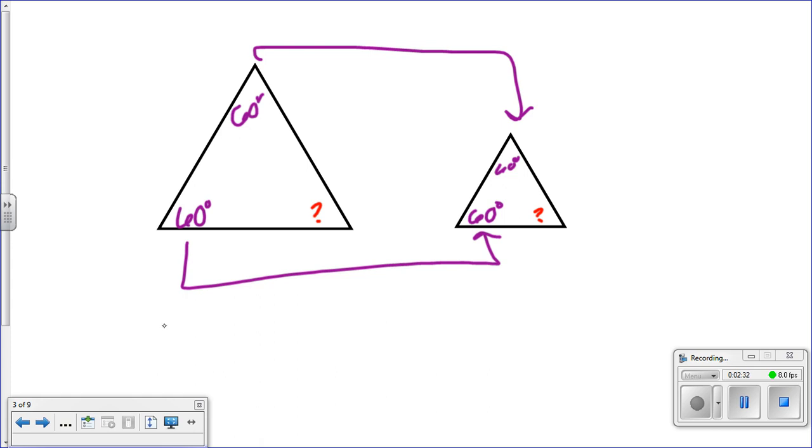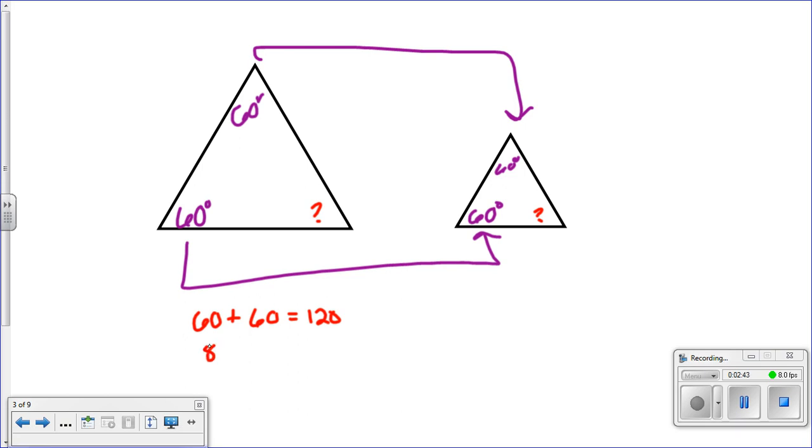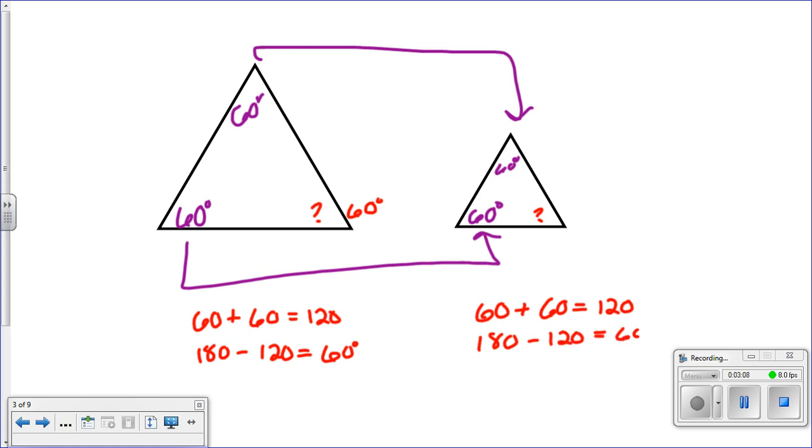And here's why. If you add 60 plus 60, you get 120. 180 degrees minus the 120 means that this last angle must be 60. So that's going to have to be 60 degrees. Over here on this triangle, you're going to have the exact same situation. If one is 60 and the other one is 60, that's going to give you a grand total of 120. And 180 minus the 120 must be 60. So you get the same exact situation.